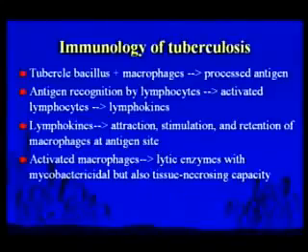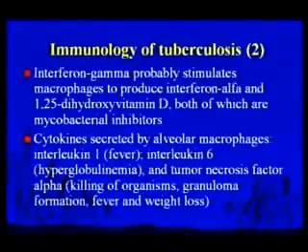And as it turns out, to back up what I said about HIV, to get the characteristic lesion of pulmonary TB, the cavity, you have to have activated macrophages making these enzymes that can destroy tissue. And some more of this stuff here about cytokines: interleukin-1 with fever, interleukin-6, hyperglobulinemia, tumor necrosis factor alpha, killing the organisms, granuloma formation, fever, weight loss, et cetera.